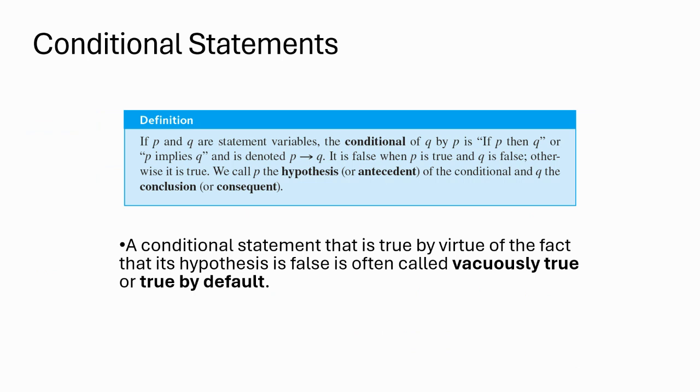So, for example, if I said, if you make a 100, then I will give you $100. Well, if you don't make a 100 and I don't give you $100, then that is a true statement. So if the hypothesis is false, then it does not matter if the conclusion is true or false. So that's really important. You might want to make a note of that. So if the hypothesis is false, then the truth value of the conclusion does not matter. The statement is true by default.